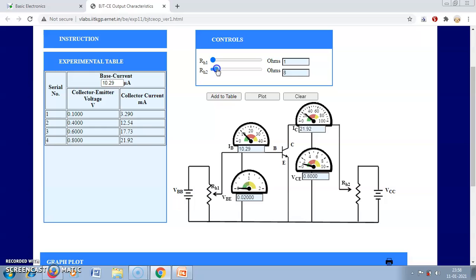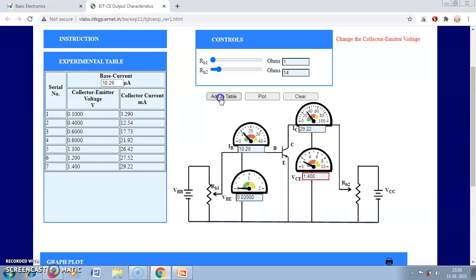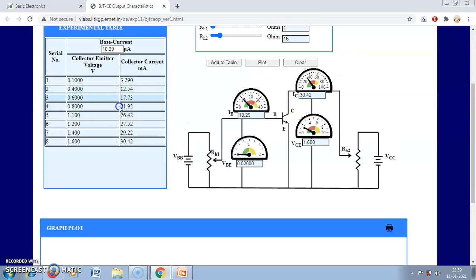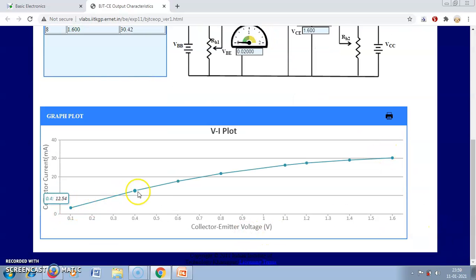Now apply 1 volt. Okay, add to table. This gives 26.42. Then 1.2, add to table. This is 27.52. The current becomes almost constant. Actually, the transistor comes into the active region. Now apply 1.6. The current becomes almost constant. Now I want to draw the output characteristic. For drawing the output characteristic using this data, we have to click at the plot option. Okay, so this is the output characteristic.